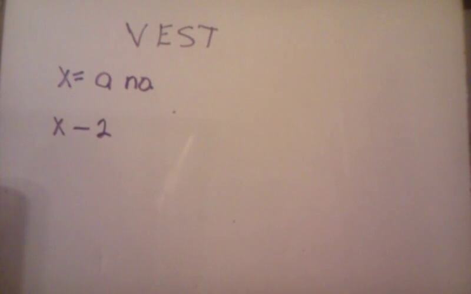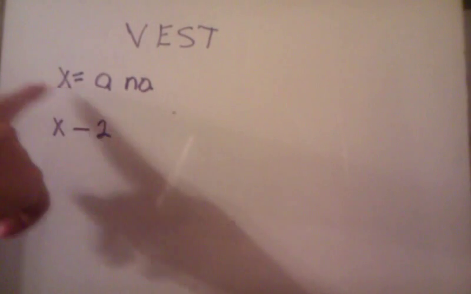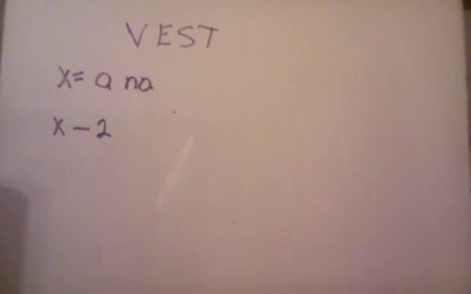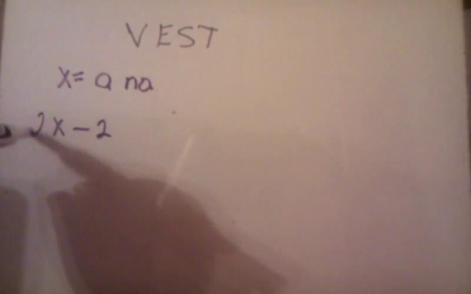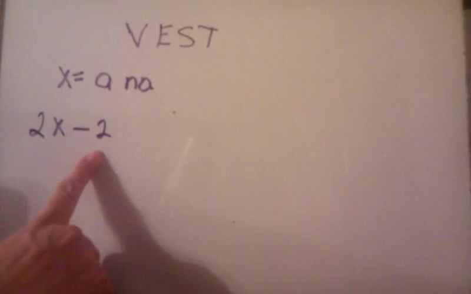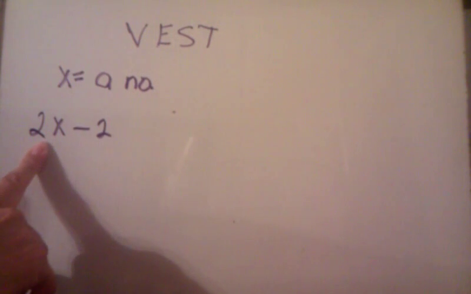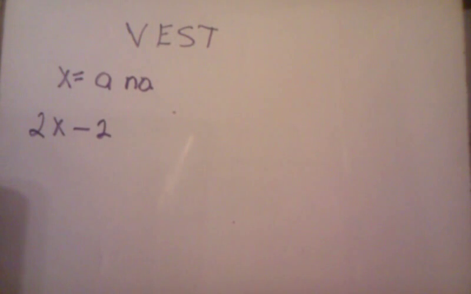2 fewer than a number doubled. So how do I double a number? Okay, so this is going to be 2x. Okay? 2 fewer than double a number is the same as. What does that mean?